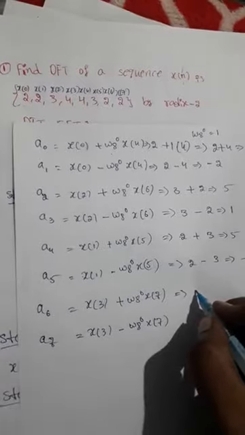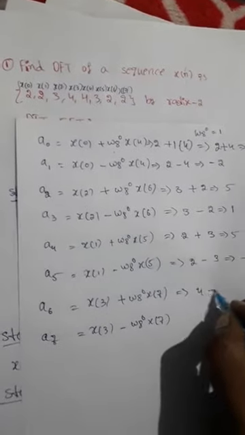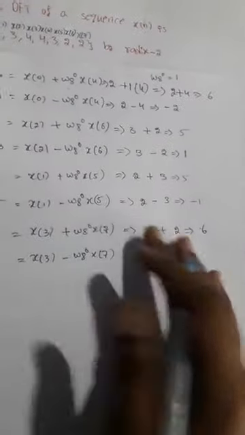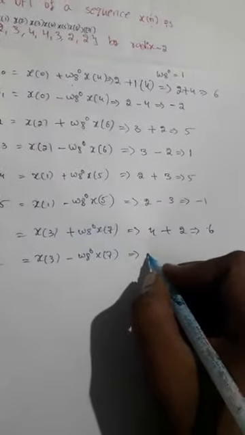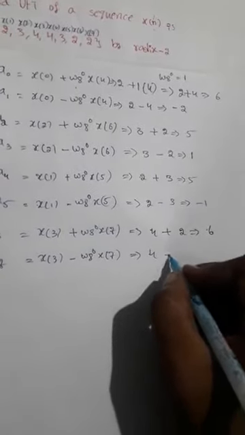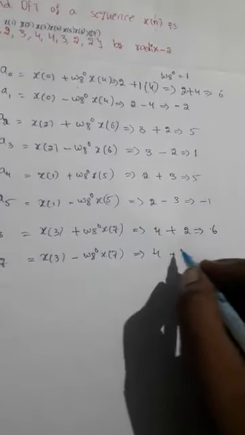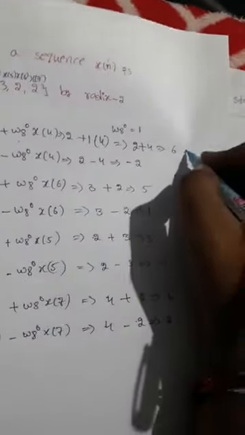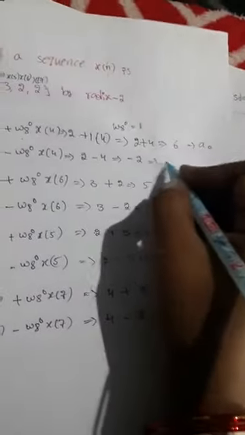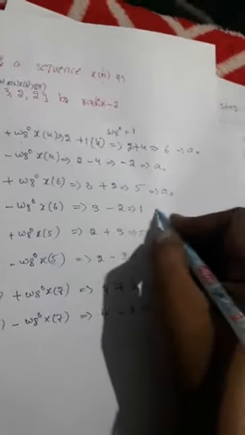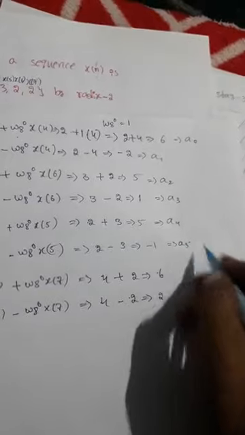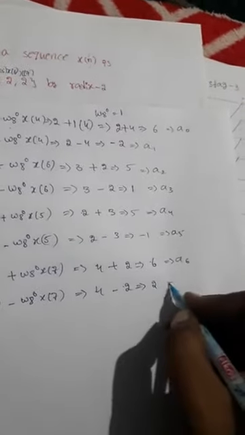And x of 3 is 4 plus x of 7 is 2. The total value is 6. Next, x of 3 is 4 minus x of 7 is 2. The value is 2. Okay, these values are for a0, a1, a2, a3, a4, a5, a6, a7.